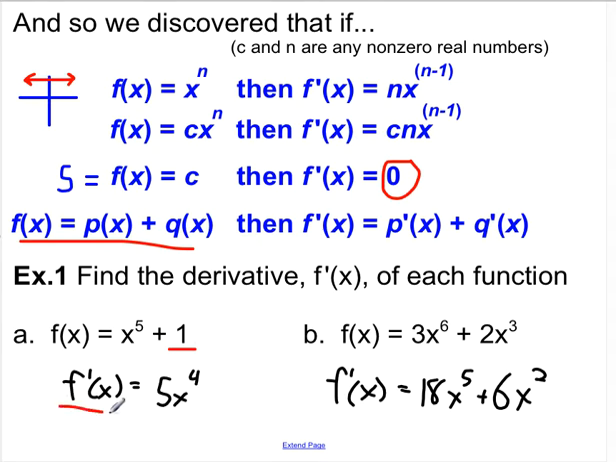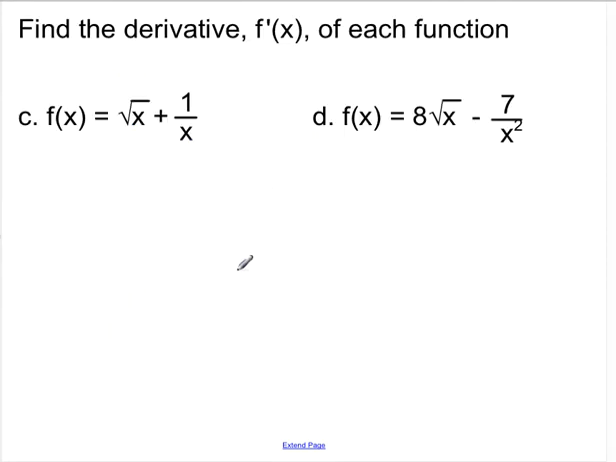Please make sure you're writing the proper notation, because if you start getting sloppy and you don't write what is 5x to the fourth, we're not going to know whether it's the derivative or the original function, and eventually we'll have second and third derivatives. So again, notation is important. All right, pause the video and try these ones.